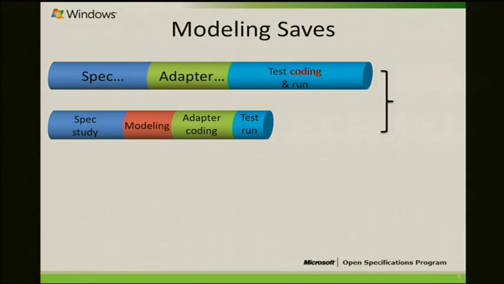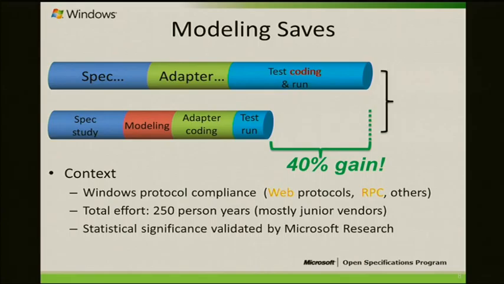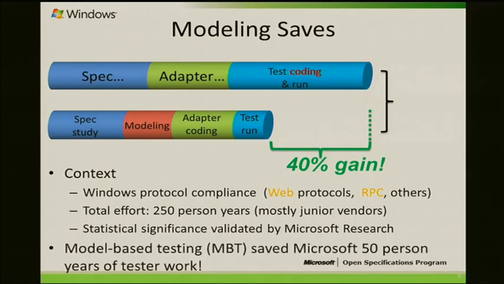And basically, what we proved is that in this kind of big project, we saved 40% of effort. At the end, we saved hundreds of hours just by using model-based testing instead of traditional testing. In fact, we ran all this data through a group in Microsoft Research, and they validated that all the data we have is statistically significant. So doing model-based testing, in our case, really saved us a lot of time. So it's really more efficient.